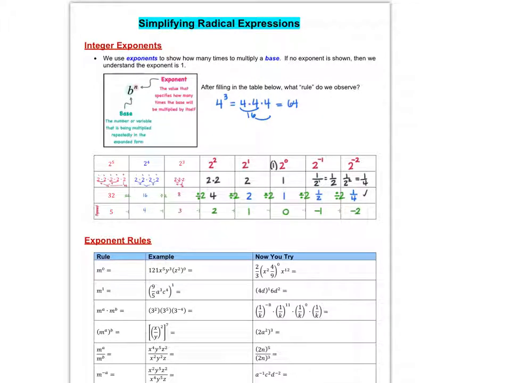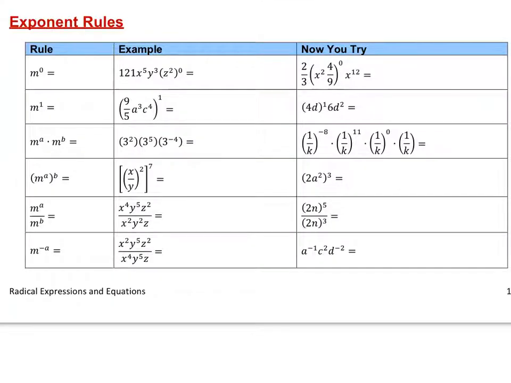Let's take a look now at the exponent rules that we learned in a combination of pre-algebra and algebra 1. We saw a few minutes ago when we were filling out the table that when we raise something to the 0 power, we end up with a 1. So any number to the 0 power is going to get a 1.